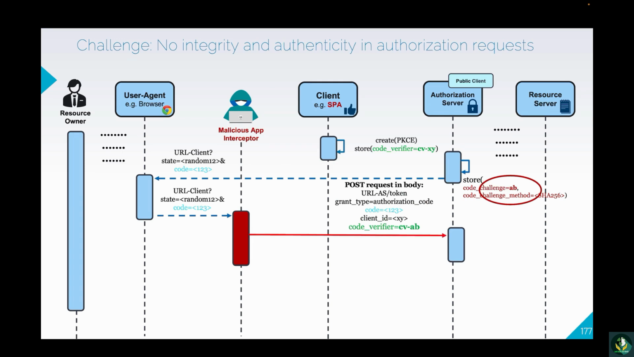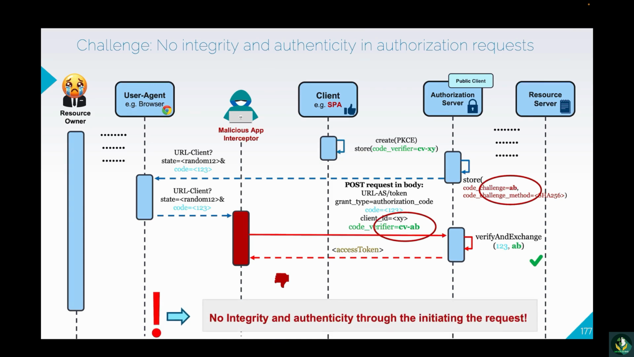The attacker sends a POST request to exchange the authorization code for an access token, providing the code verifier that matches the manipulated code challenge CVAB. Now, the authorization server validates the request, and here we go, it works, providing the attacker with an access token, leaving the resource owner very sad.